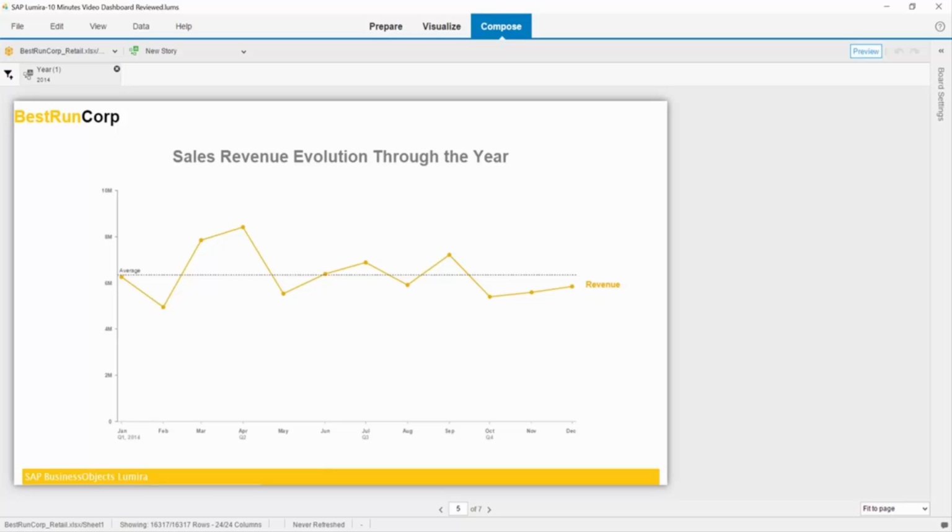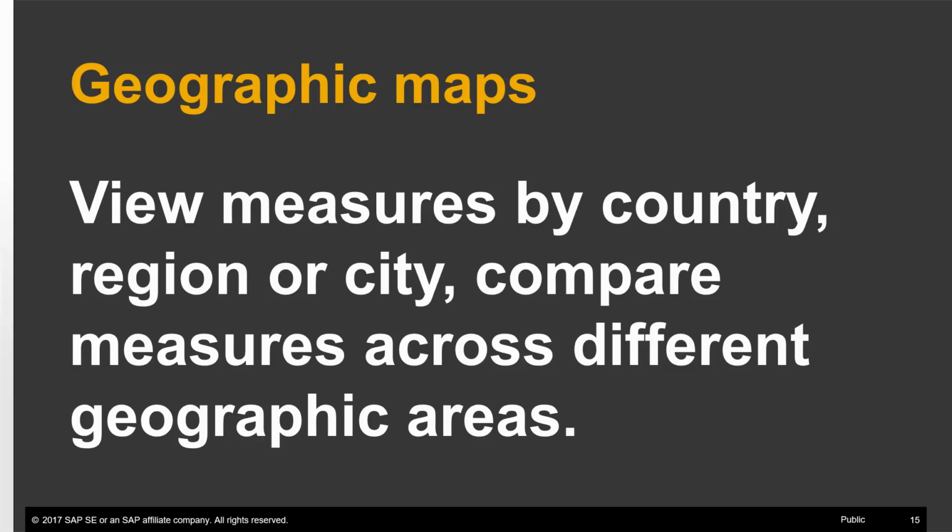Also, when graphing time, use consistent data. For example, if showing decades, only use decades. If using years, only plot years. So the distance between the points is always the same. If you want to bring it to the next level, you can also add a forecast line to emphasize future trends. Geographic maps. Geographic maps are used for supporting location-based comparisons.